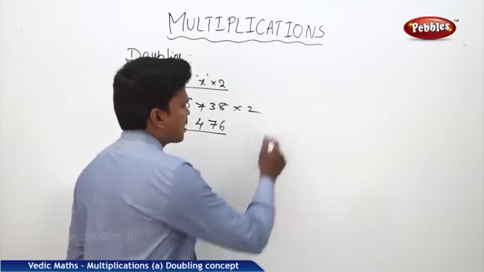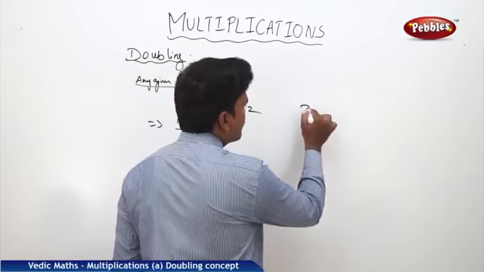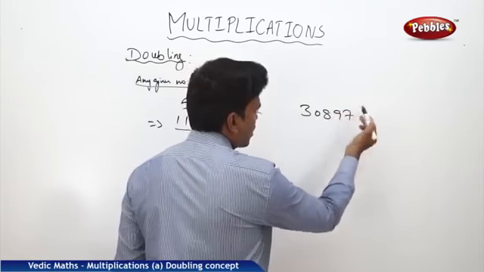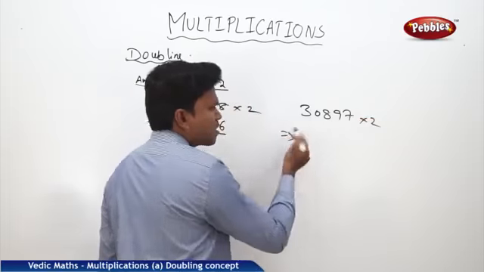One more example fast. So I need 30897 into 2. Okay, make it fast.